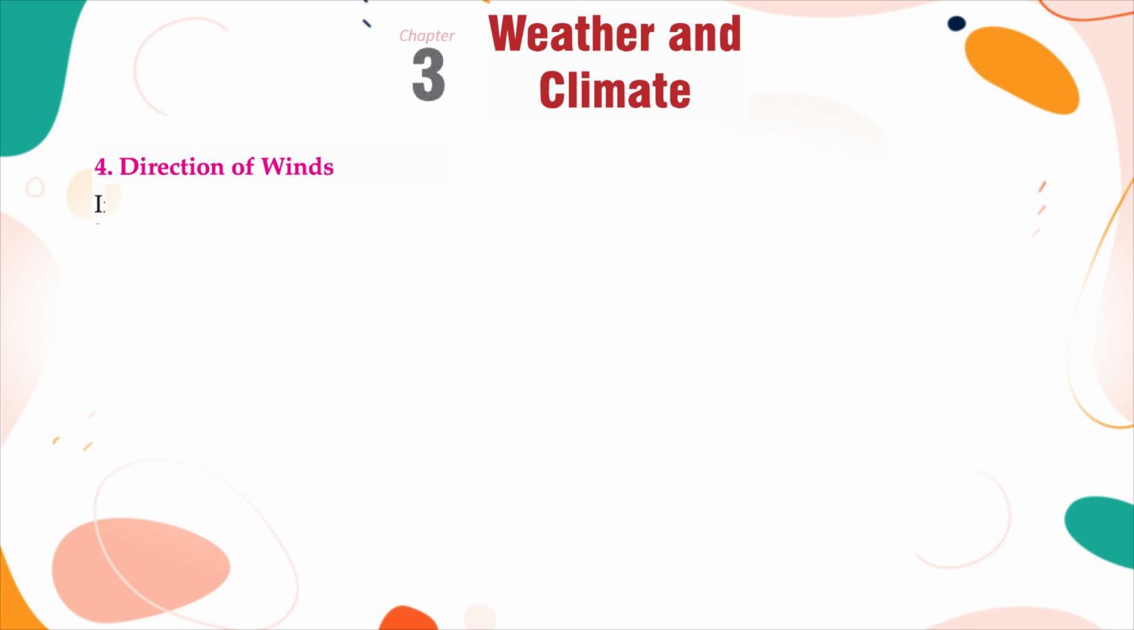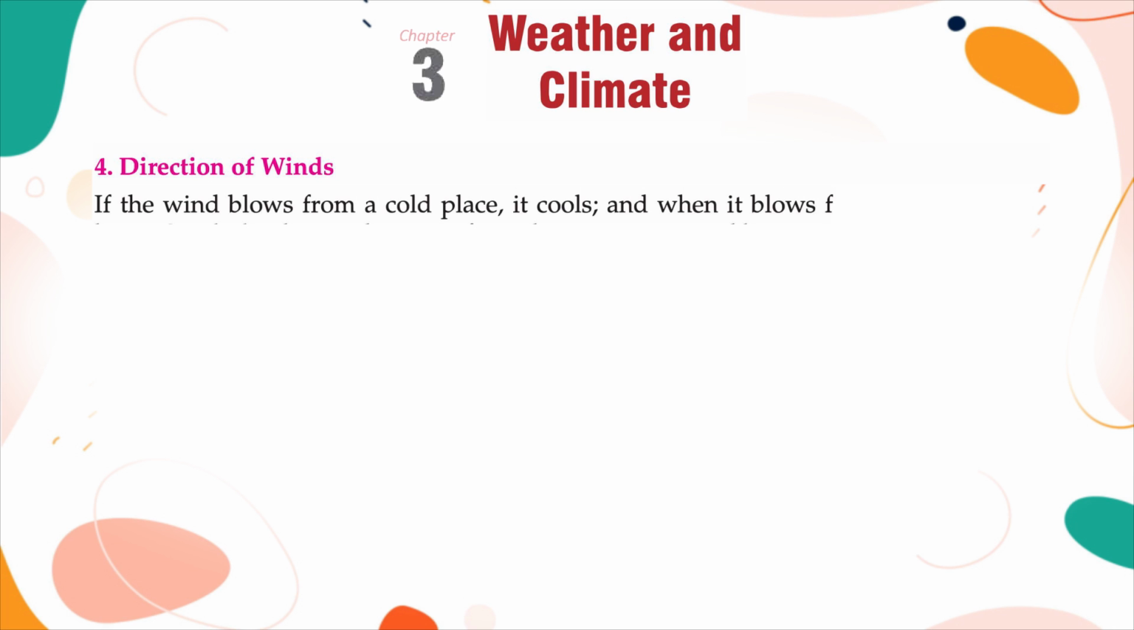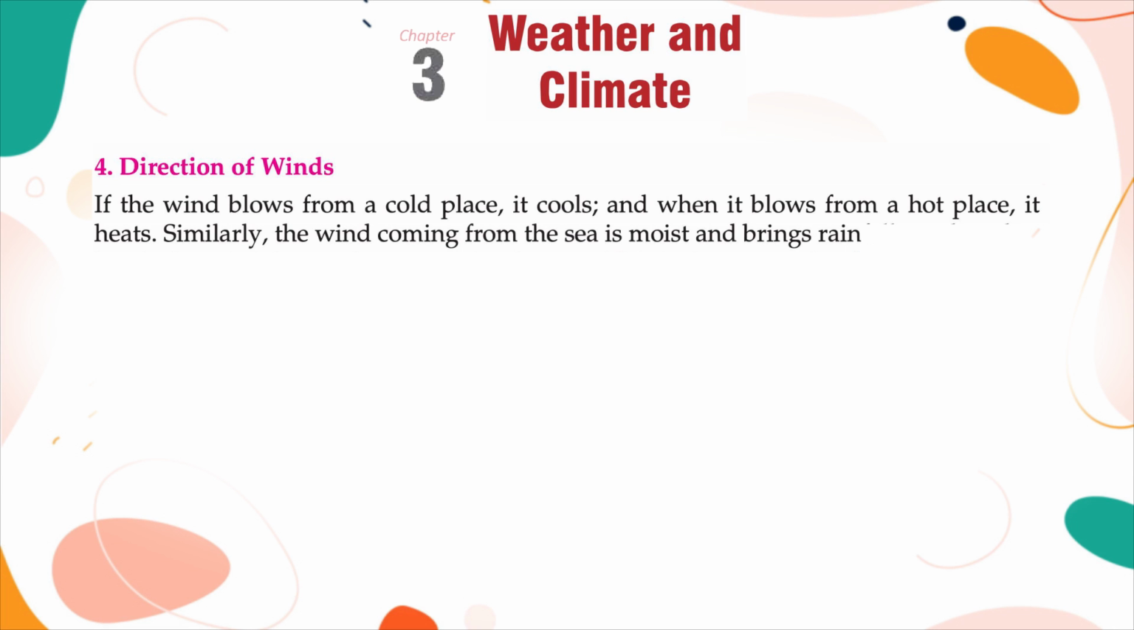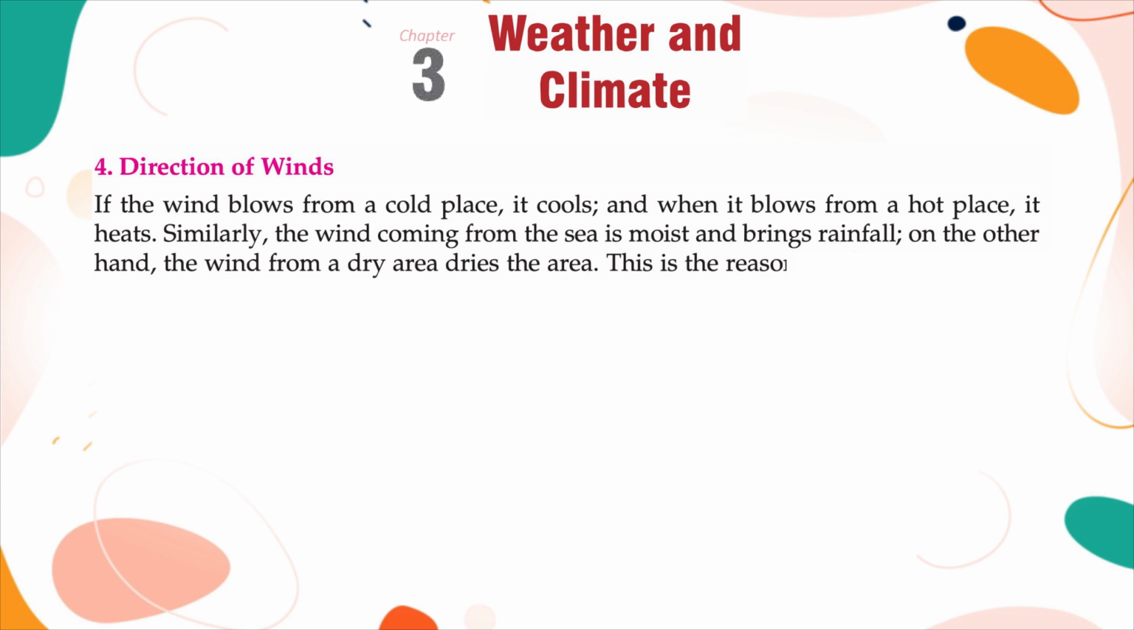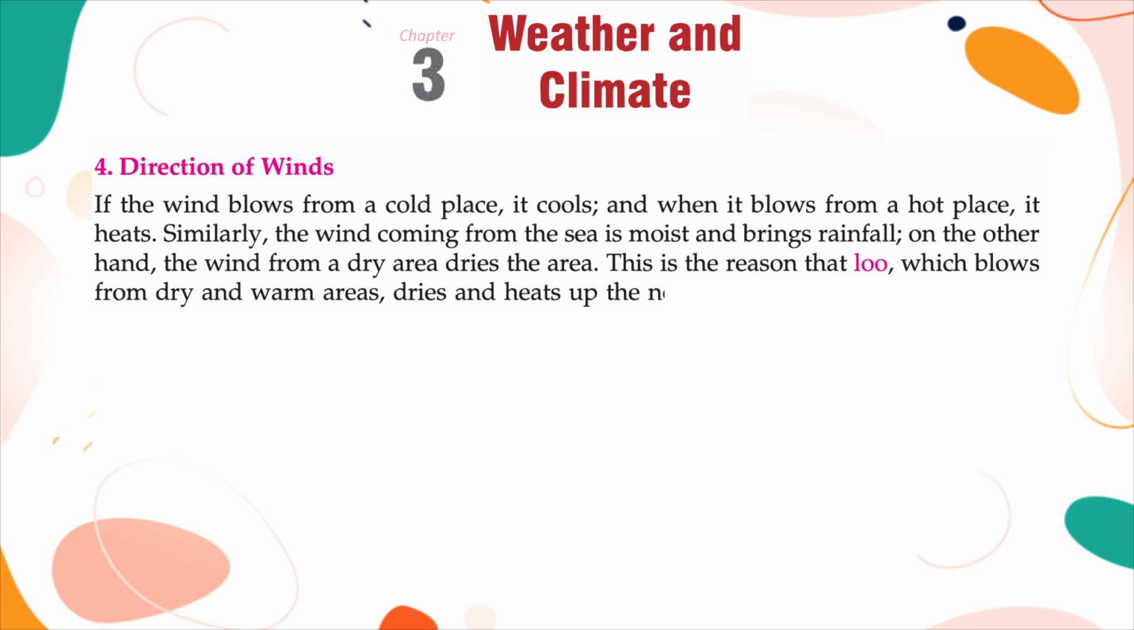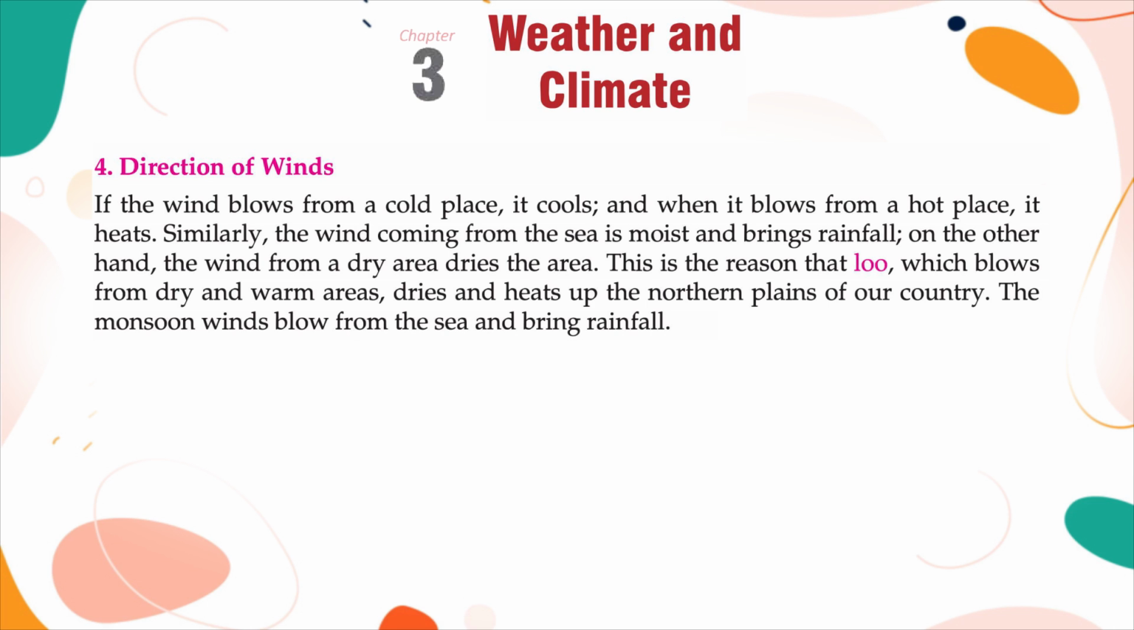Direction of winds. If the wind blows from a cold place, it cools. And when it blows from a hot place, it heats. Similarly, the wind coming from the sea is moist and brings rainfall. On the other hand, the wind from a dry area dries the area. This is the reason that loo, which blows from dry and warm areas, dries and heats up the northern plains of our country. The monsoon winds blow from the sea and bring rainfall.